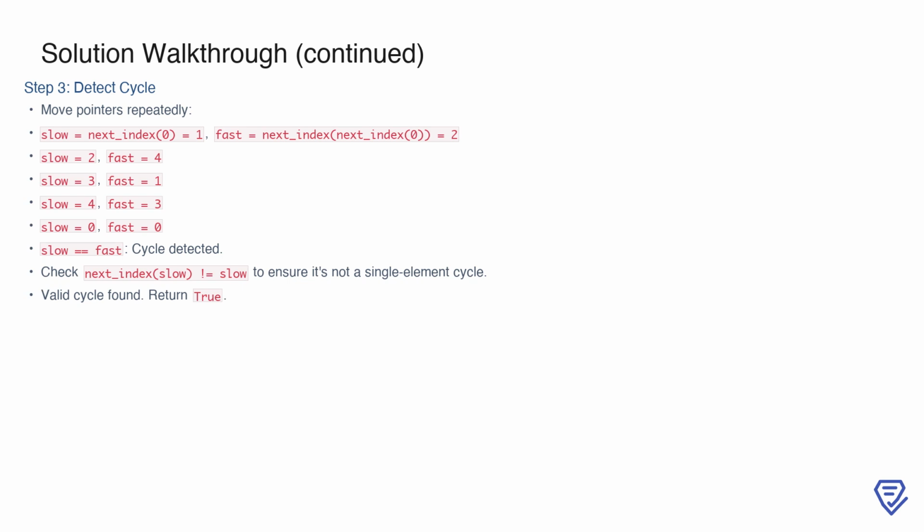To confirm this is a valid cycle, we check that next_index[slow] does not equal slow, ensuring it's not a single element loop. This condition holds, so we have found a valid cycle. For this example, we return true.